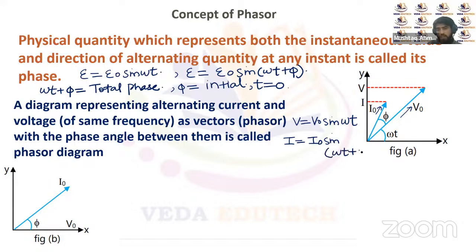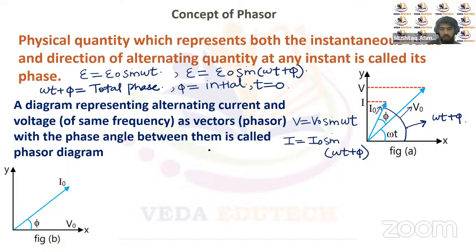So it means that it will make an angle of omega t plus phi with the x-axis of this plane. On this plane, it will make an angle of omega t plus phi. So this is the total angle for the current. This is also called the total phase of this current, and the total phase of this voltage is omega t.